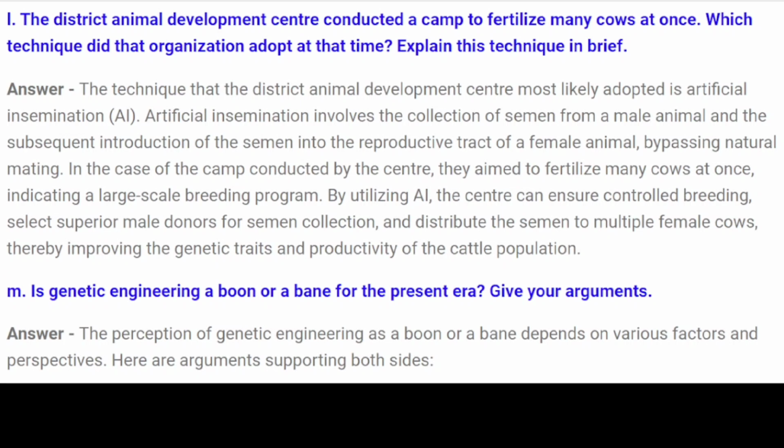In the case of the camp conducted by the center, they aimed to fertilize many cows at once, indicating a large-scale breeding program. By utilizing AI, the center can ensure controlled breeding, select superior male donors for semen collection, and distribute the semen to multiple female cows, thereby improving the genetic traits and productivity of the cattle population. M. Is genetic engineering a boon or a bane for the present era?